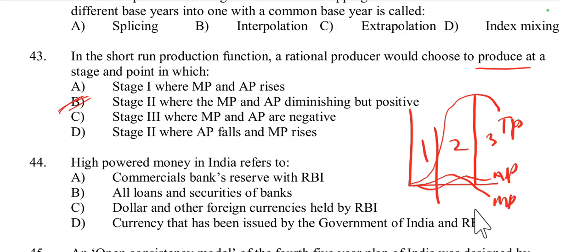In stage 3, MP is negative, TP declines, and AP diminishes. Here MP becomes negative, so a producer cannot produce in this stage. So stage 2 is the best stage for a producer. So option B is right here.